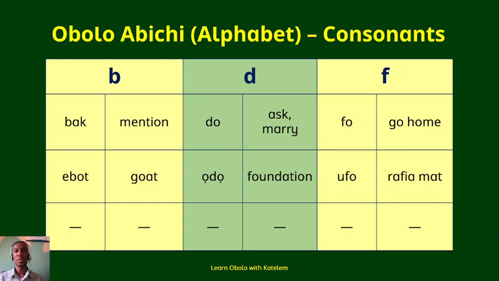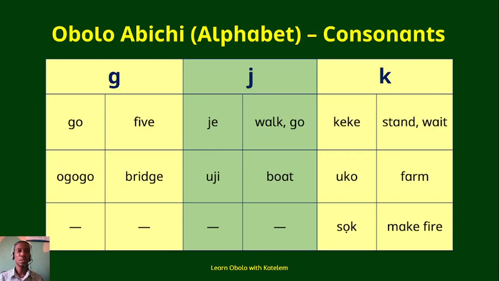And the next is the letter F, which sounds F. You have it in fo, which means go home. You also have it in ufo, which is raffia mat. You cannot have this letter at the end of a word in Obolo. It does not occur.